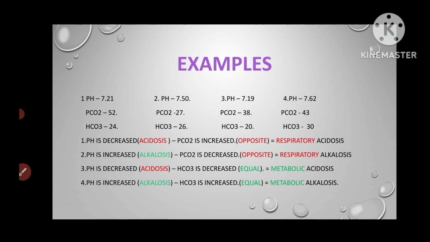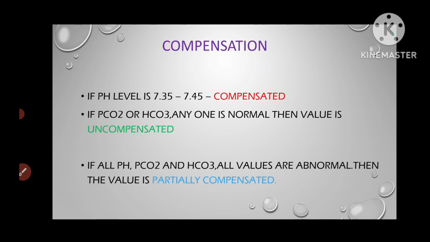By this way we can find out the ABG report. The thing is simple. First we have to check the pH value, and next compare PCO2 with pH, and next HCO3 with pH. It is simple to find whether it is respiratory or metabolic. And next we move on to compensation.